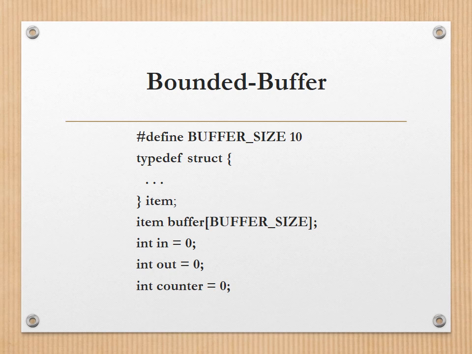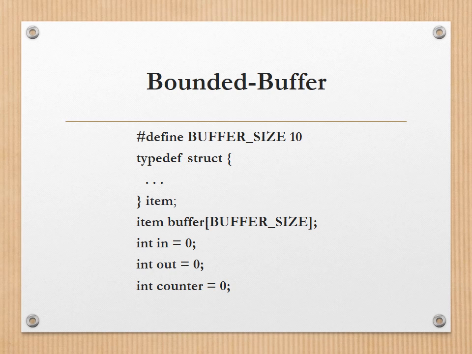Variables used: we define item buffer[BUFFER_SIZE], which stores produced items; int in equals 0, which points to the next empty slot; int out equals 0, which points to the next item to consume; int counter equals 0, which tracks the number of items in the buffer.